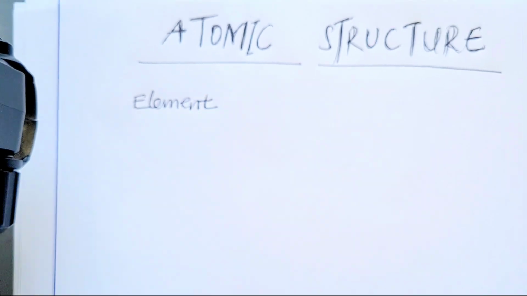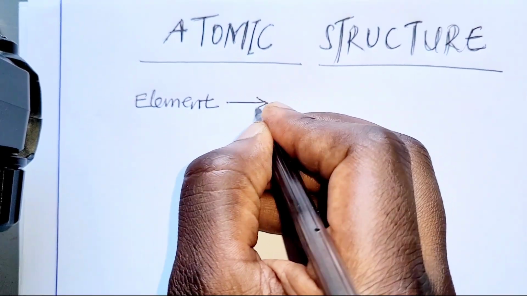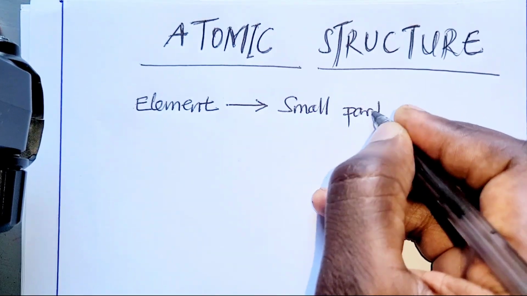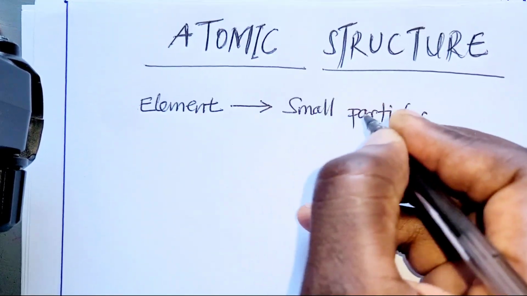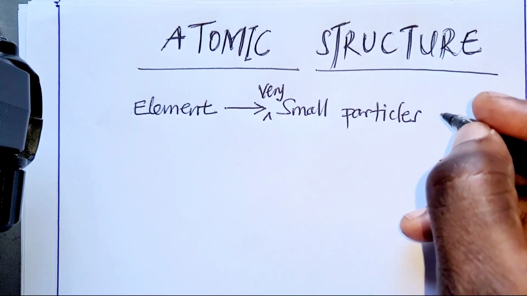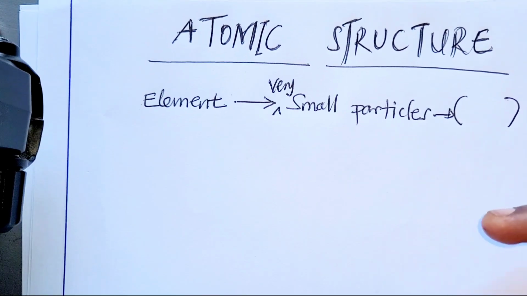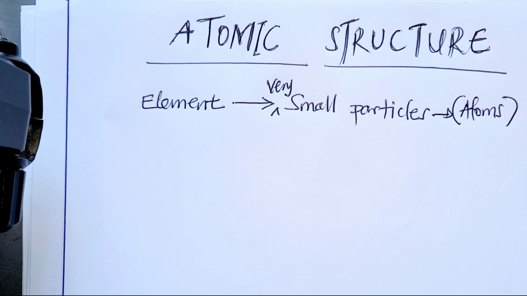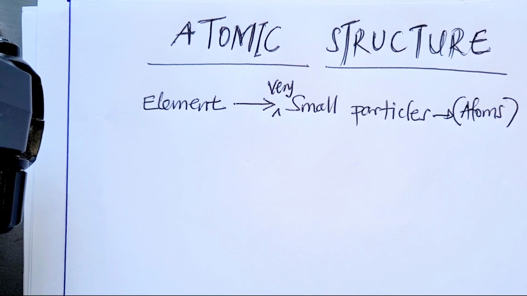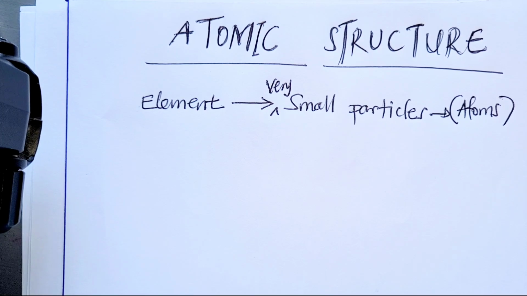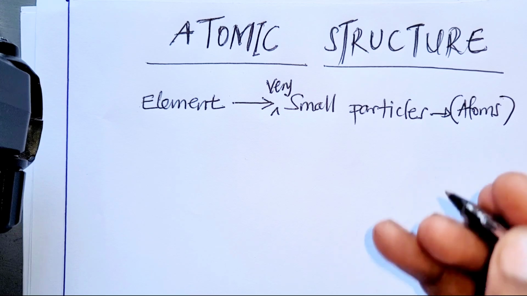Of course, we said from the basics, we were talking about an element, and elements are made up of very small particles, and these very small particles are the ones that we call atoms. And of course, research was carried out to see how atoms look. People like Bohr and so on were looking at how an atom might actually look.